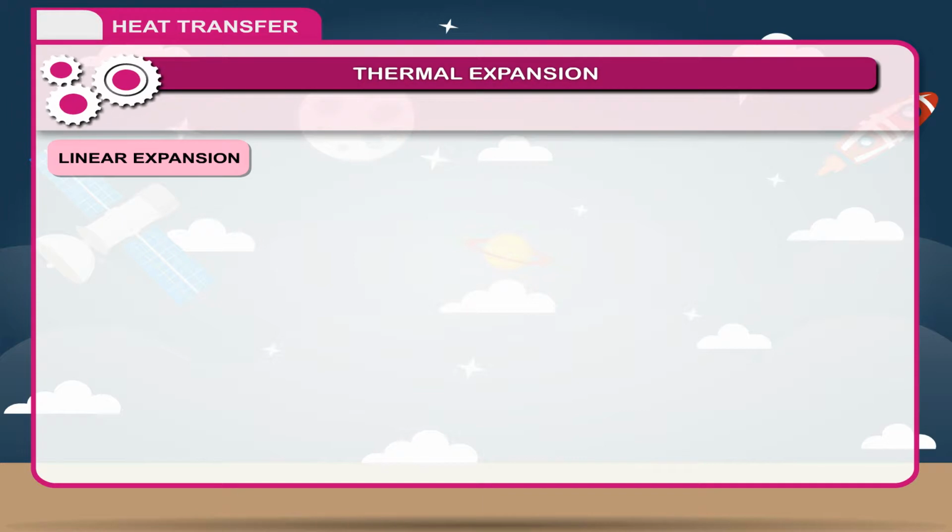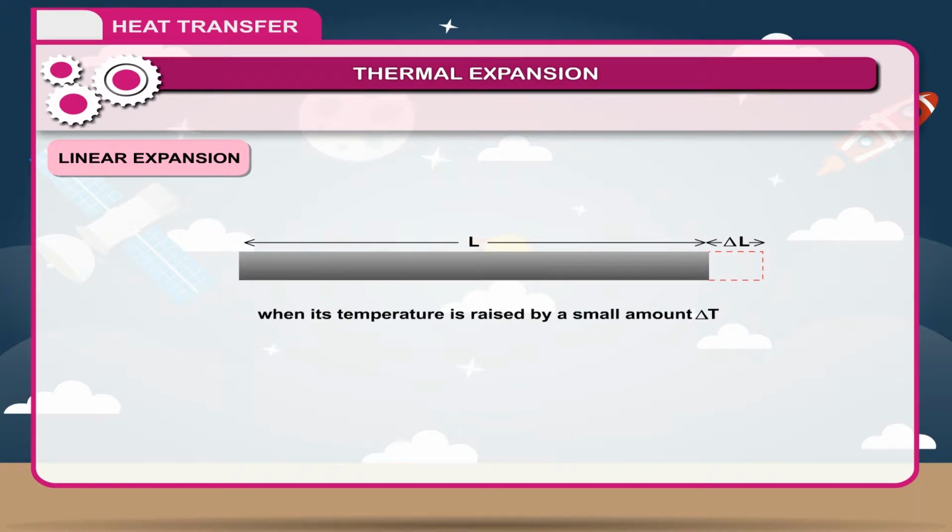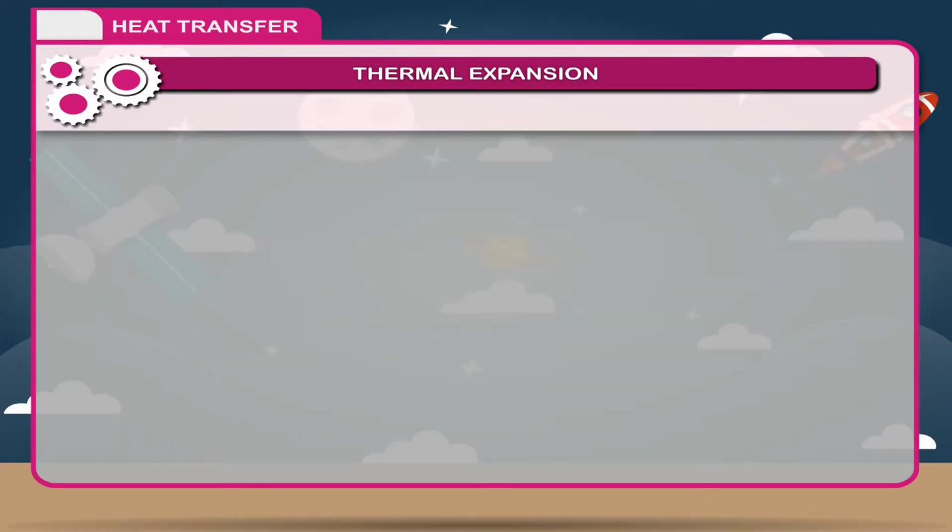Linear expansion. Suppose L be the original length of a solid rod. Let ΔL be a small increase in the length of the rod when its temperature is raised by a small amount ΔT. Thus, it is found that ΔL is directly proportional to L and ΔL is directly proportional to ΔT. Therefore, ΔL is directly proportional to LΔT.